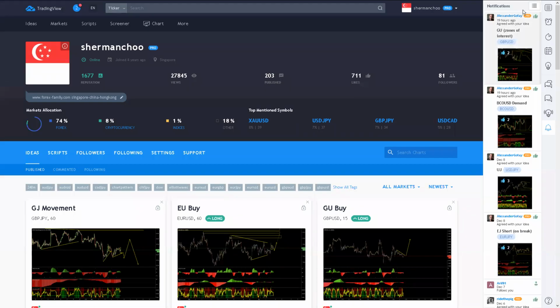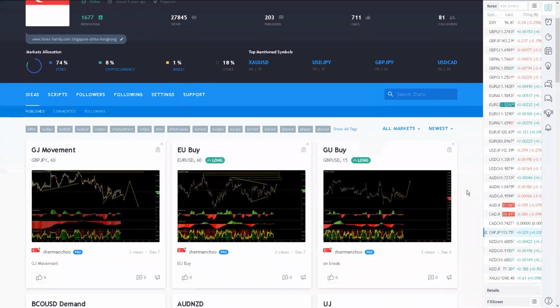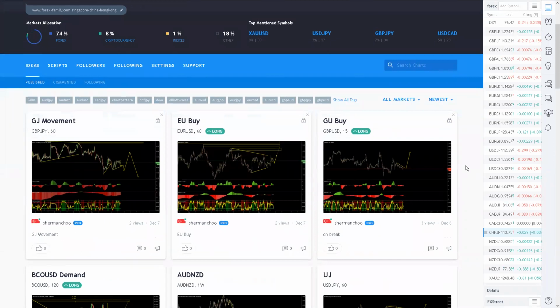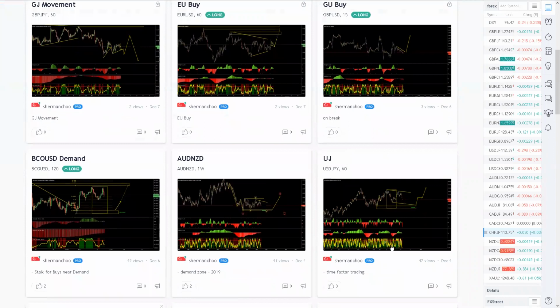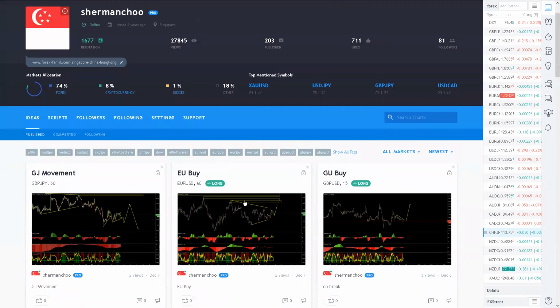Okay, so let's have a look at a couple of charts that I did the last 2 weeks. What's the date today? The date is 10th of December. It's a Monday here in Singapore. Now these charts are live.